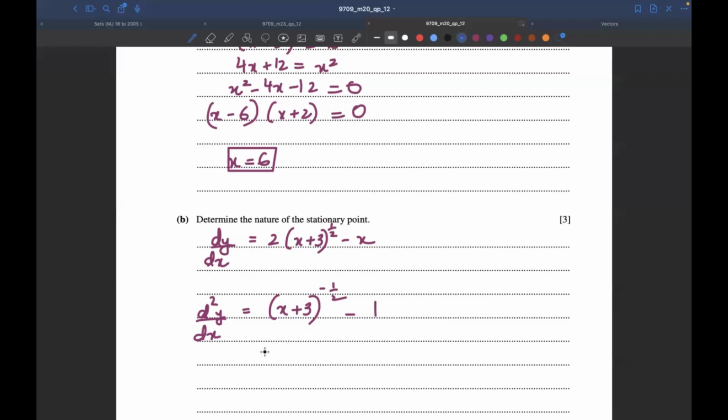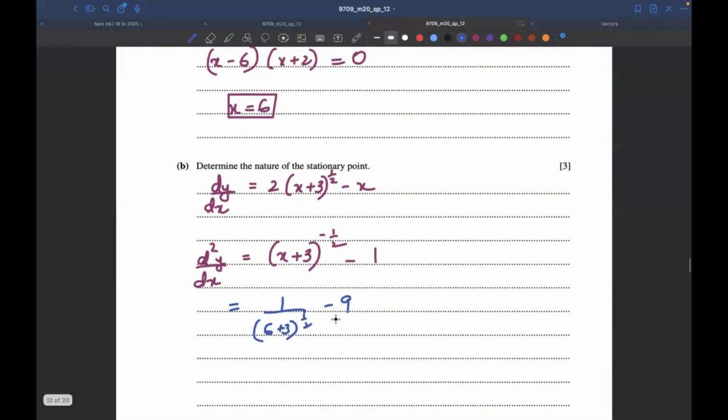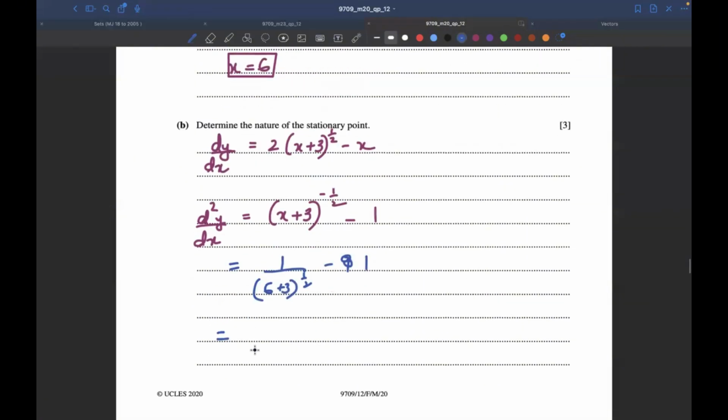Now over here, we'll substitute the x value, which is 6, and this will become 1 upon (6 + 3) to the power of positive half minus 1. So this will become 1 upon 9 to the power half, which is 1 upon 3, minus 1, that is equal to -2/3. As it is negative, it means that the nature will be a maximum point. If it is negative, it's maximum, and if it was positive, it would be a minimum point.